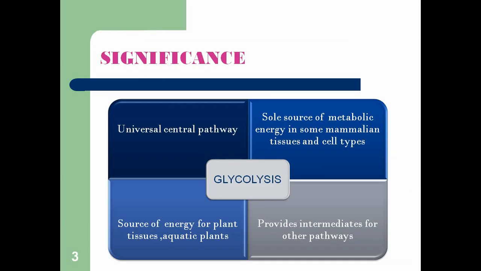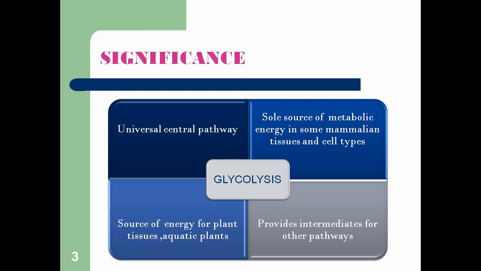Next, before we proceed to the steps of glycolysis, it is essential for us to know the importance of glycolysis. So firstly, glycolysis is an almost universal central pathway of glucose catabolism and the pathway with the largest flux of carbon in most cells. Secondly, the glycolytic breakdown of glucose is the sole source of metabolic energy in some mammalian tissues and cell types. For example, erythrocytes, renal medulla, brain, and sperm.